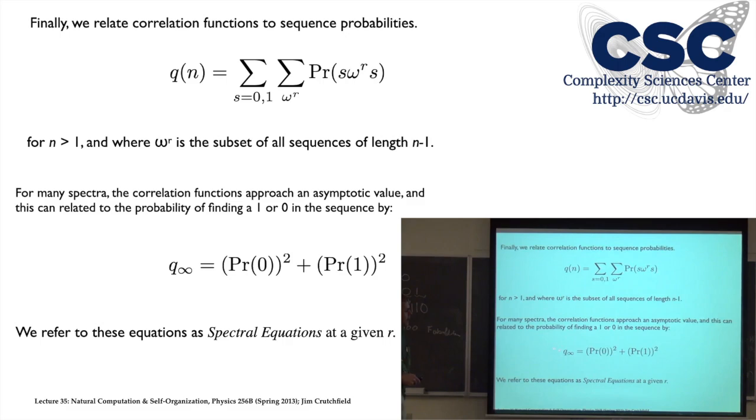And finally, I want to invoke another fact that has to be true. The easy way to see that this is true is to define something called Q infinity. Let's assume that, unlike the Thue-Morse sequence, our correlation functions go to some asymptotic value. And in nature, this happens. We see this frequently.